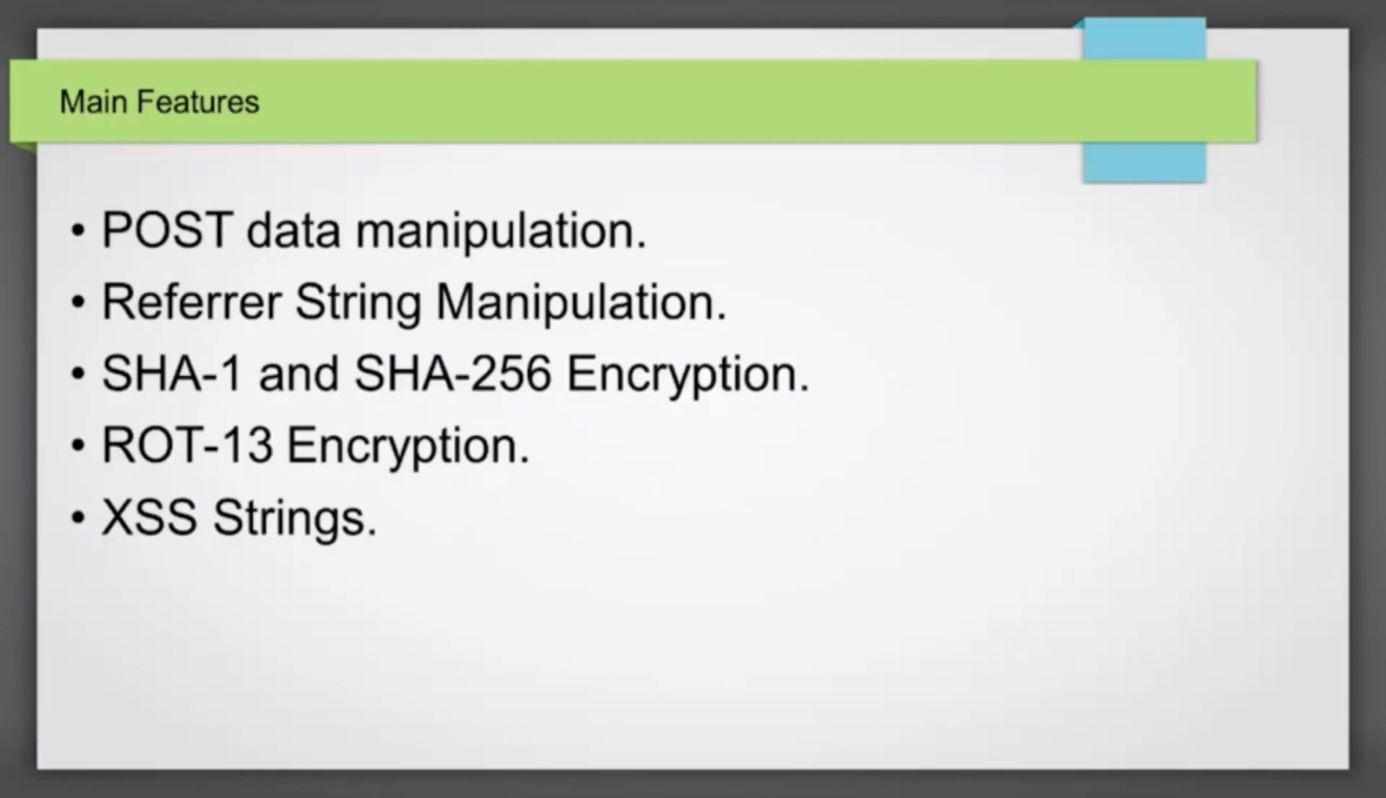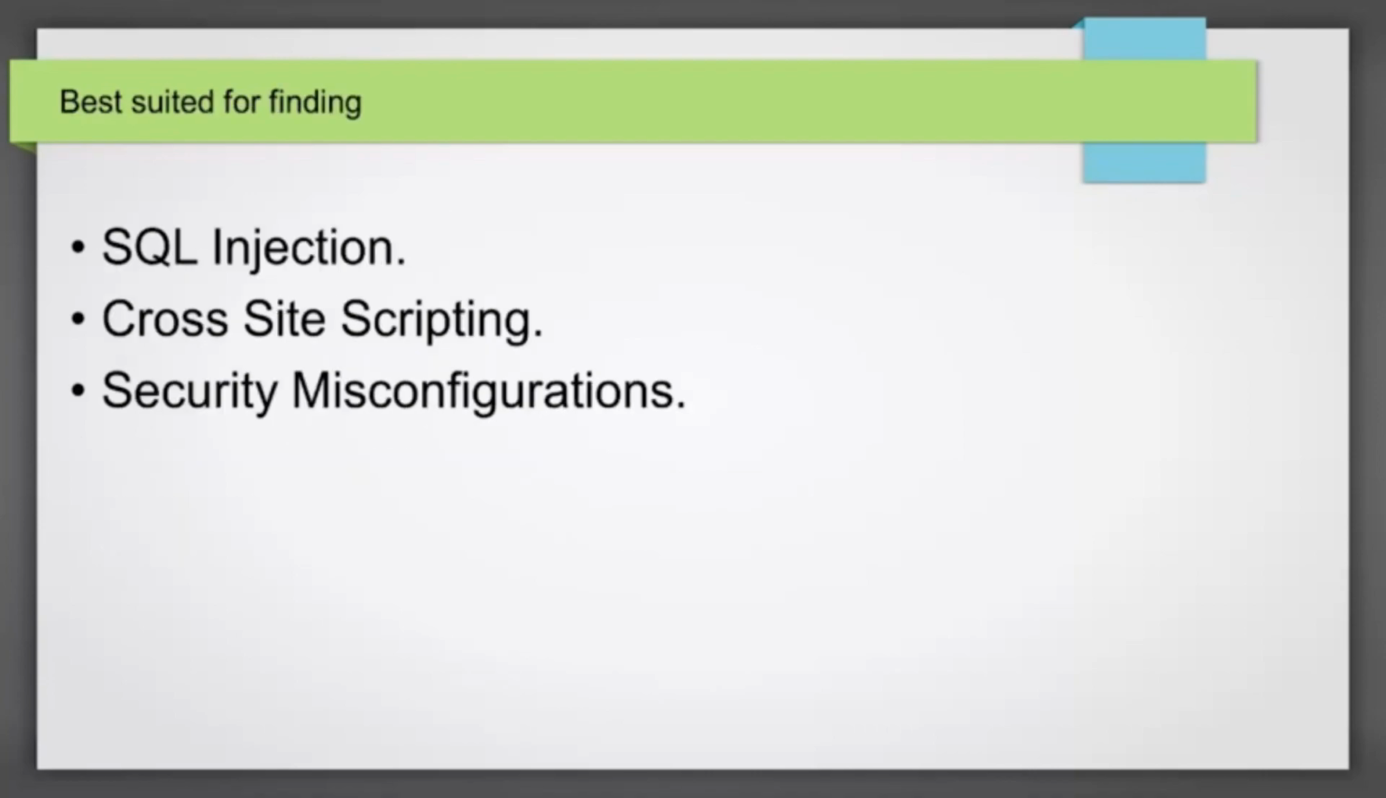Some of the main features of this particular Mozilla Firefox add-on are post data manipulation, referrer string manipulation, the implementation of SHA-1 and SHA-256 encryption, ROT13 encryption, and XSS strings. This tool is best suited for finding vulnerabilities such as SQL injection, cross-site scripting, or most of the security misconfigurations.